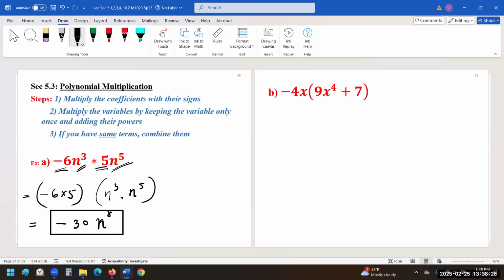In the next one, we have one monomial and you're multiplying one binomial. Binomial means our polynomial has two terms. So multiply a monomial with a binomial. And you already have some idea. How do you multiply this case? Good job. Distribute.